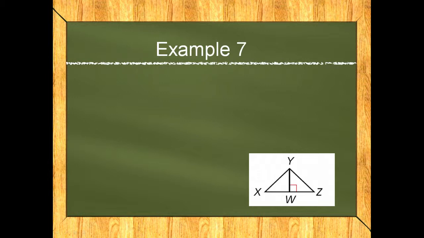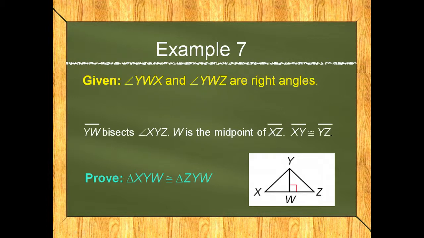Let's look at another example. We are given angles YWX and YWZ are right angles. We also are told that YW bisects angle XYZ, W is the midpoint of XZ, and XY is congruent to YZ. We want to prove that triangle XYW is congruent to triangle ZYW.